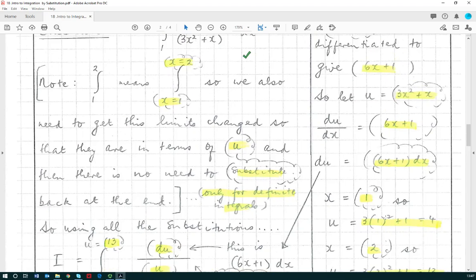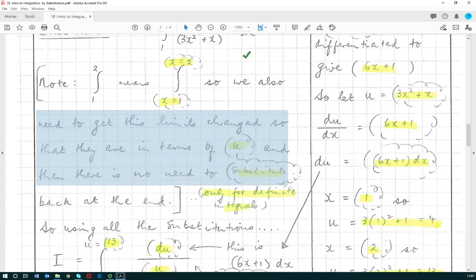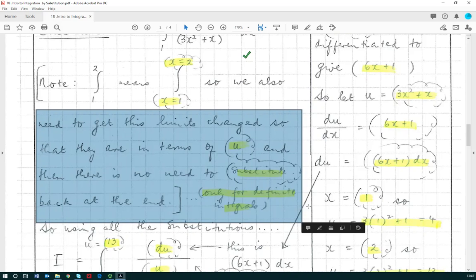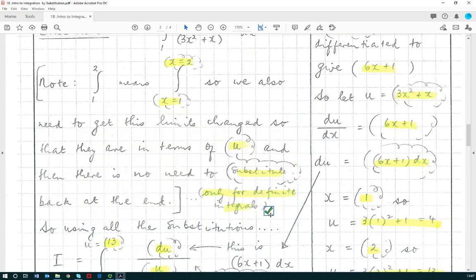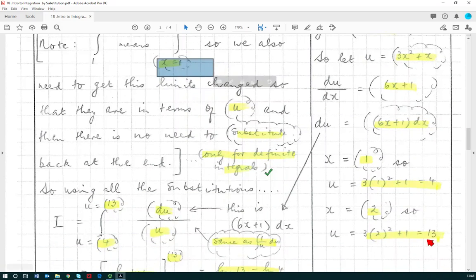Now, what this means is that I don't have to substitute back. And I've made that comment here. We need to get the limits changed as well, and then there's no need to substitute back. Only for indefinite integrals do we need to substitute back. Let's give that a big tick. Okay, let's do the substitution. Well, 1 is getting replaced by 4, so there's the 4 there for the 1. The other one is going to be replaced by 13, for x equals 2.